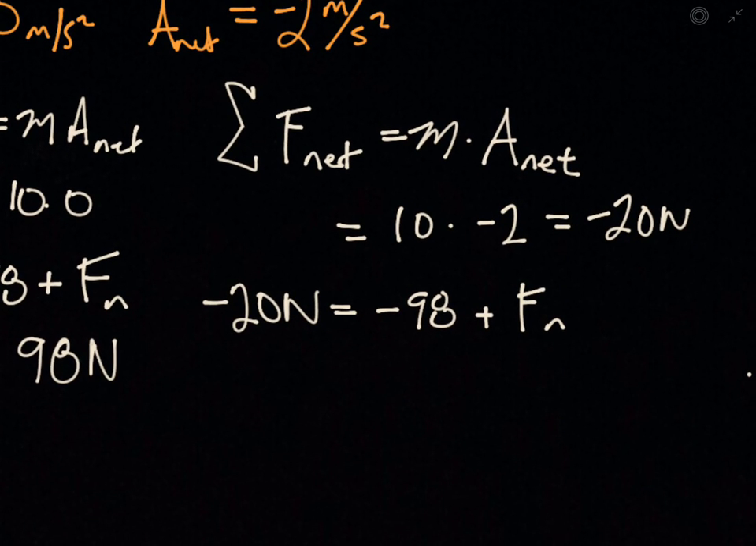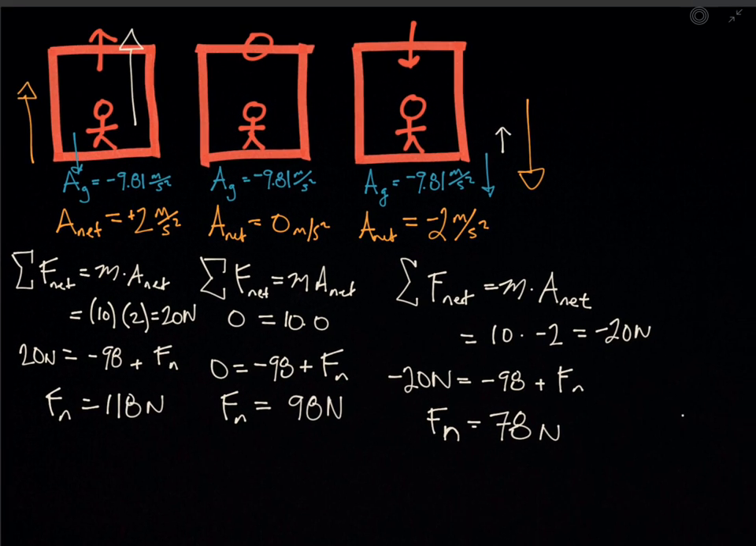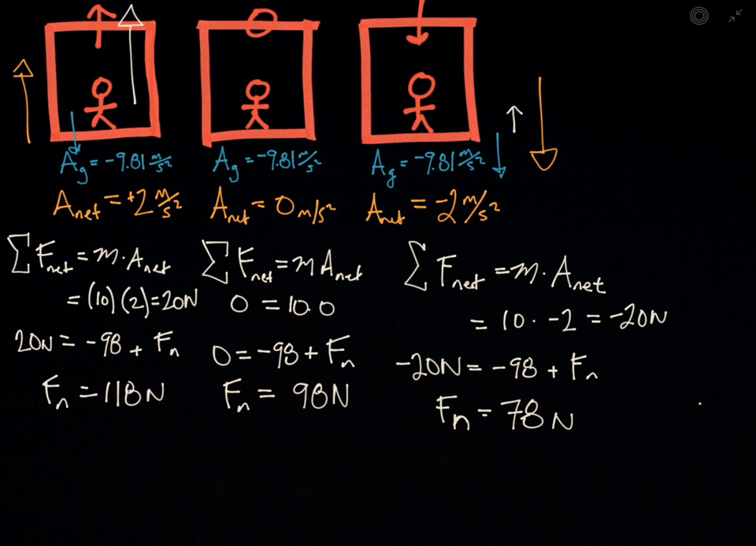Therefore we can add 98 to negative 20. So our normal force, again the force that the scale will be reading, is going to be 78 newtons. So we can take a step back and look at how this might make sense or not make sense. And we have example 1.